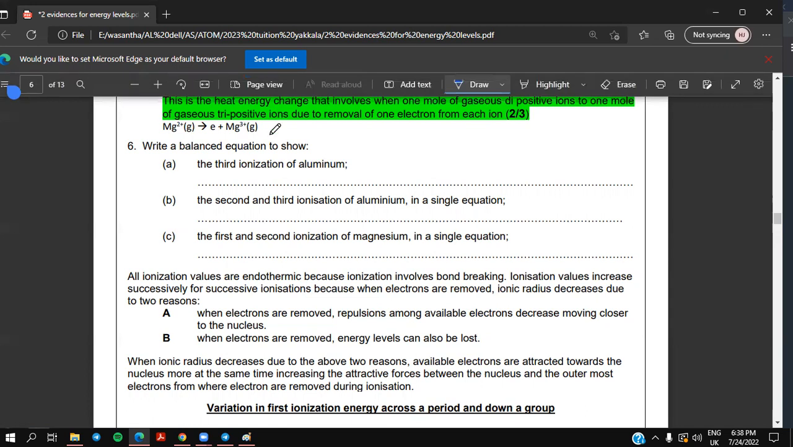There's a small work for you. This is identified as question number 6. I'll give you 2 minutes to do this work. Please do it.